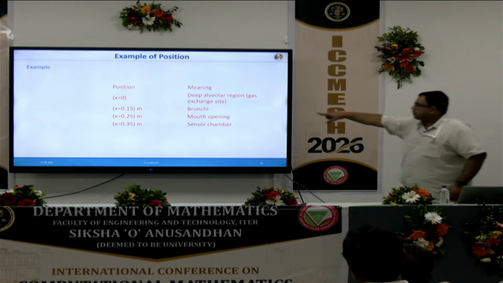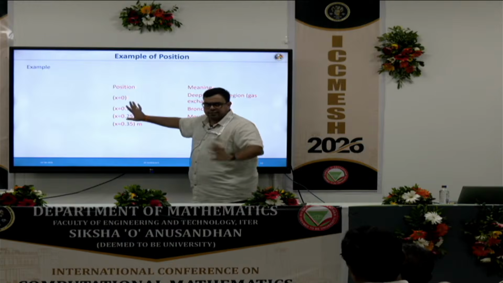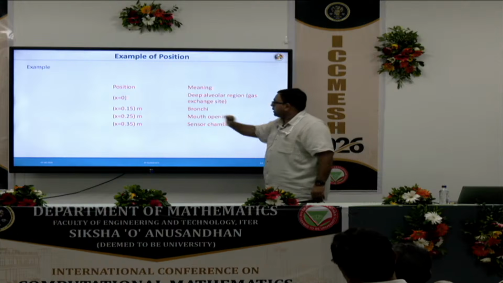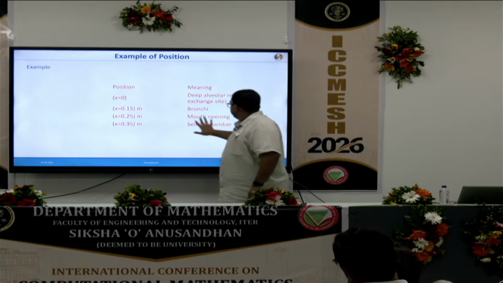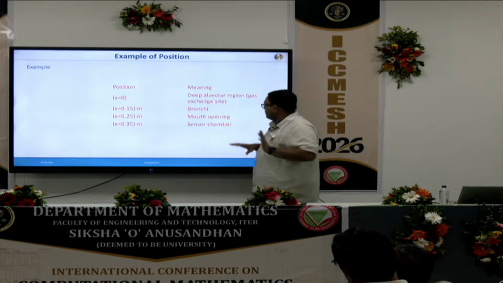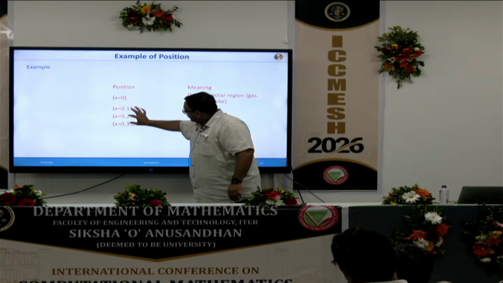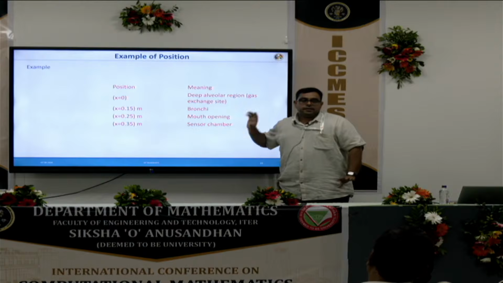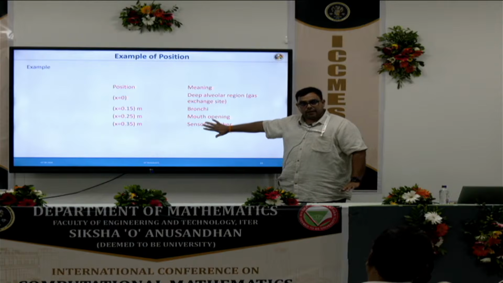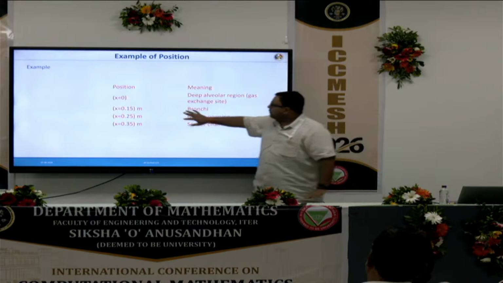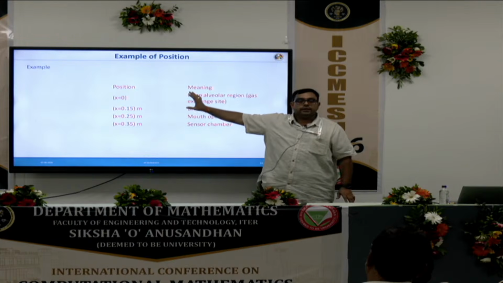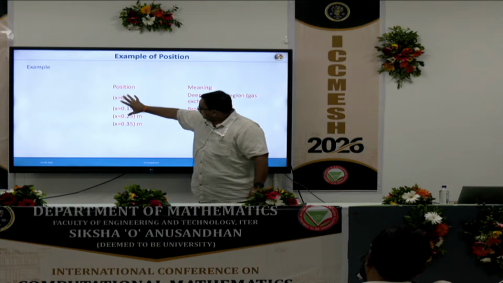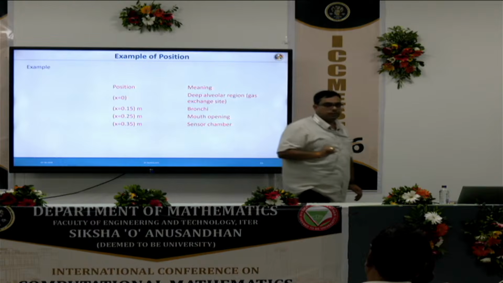So the position is, for example, and these are just random numbers I have taken, x equal to 0 is this region, then it comes to the bronchi, and then there is your mouth opening, or it is coming from the nose, and say at 0.1 meter or some centimeters, your sensor chamber is there. Your sensor is placed over here and you are measuring your data. However, this region may also contain some very important information. You are measuring over here, but much information is lost in this region.